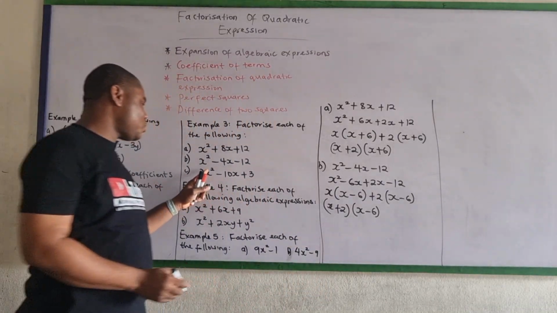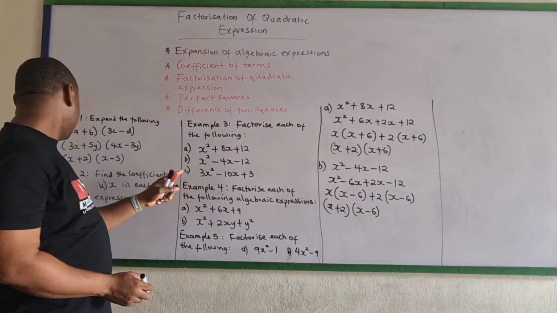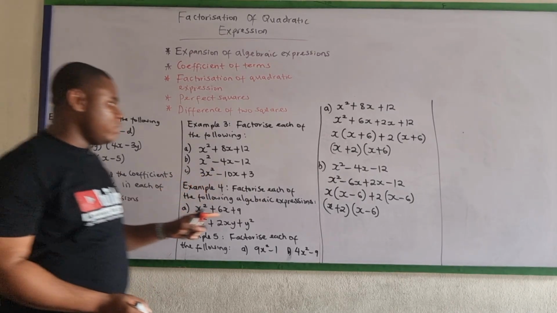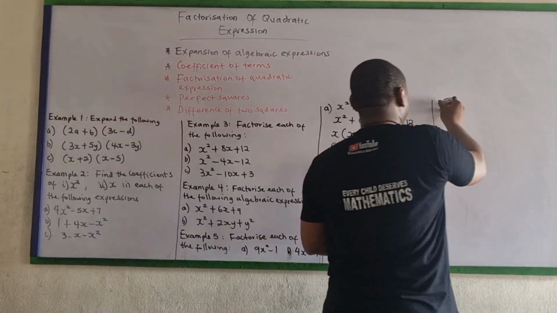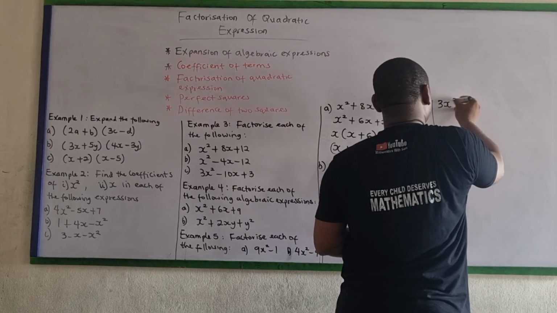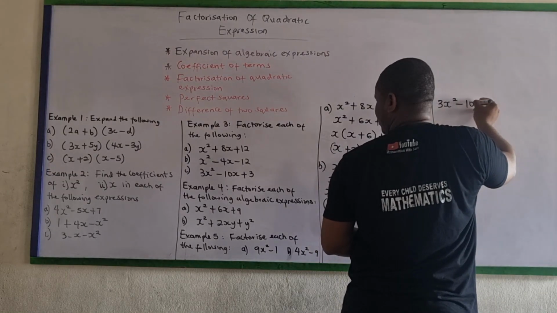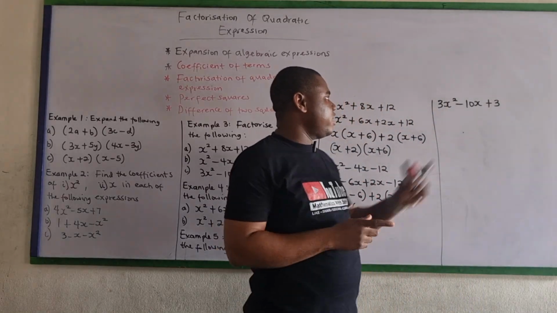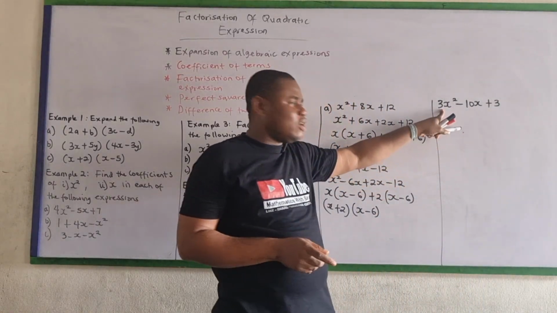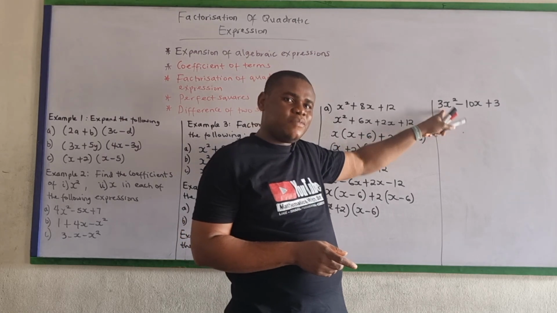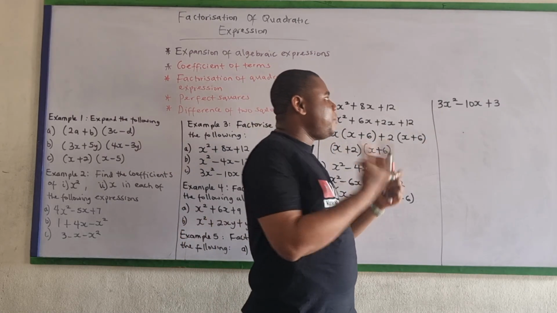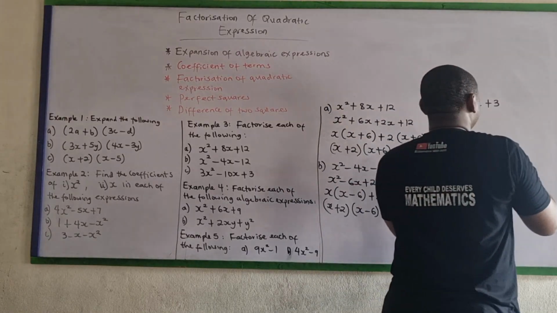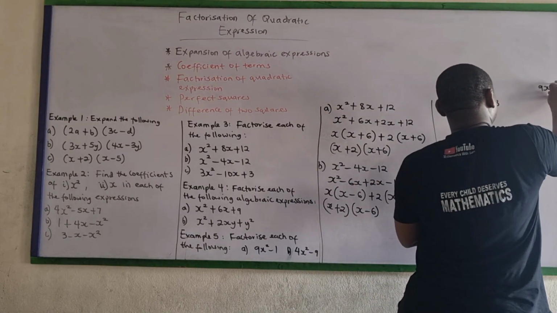The coefficient of x squared in this case is 3. Alright, now let's go. We have 3x squared minus 10x plus 3. So in this case, I'm going to multiply 3 by the coefficient of x squared, which is what? Also 3. That will give me 9. That will help us to find the two terms I need here. So 3 times 3 gives me 9, so I have 9x squared.